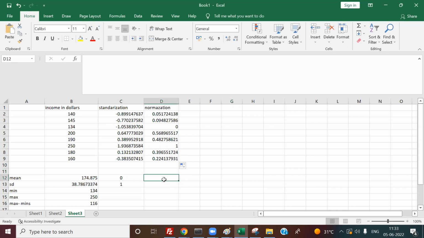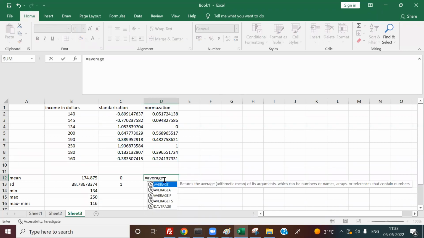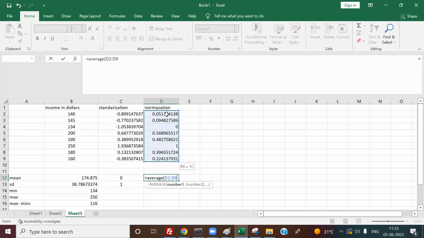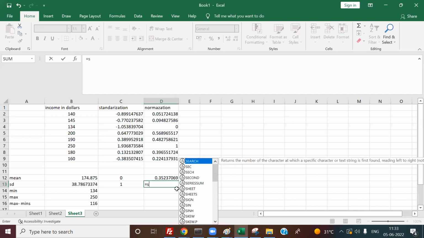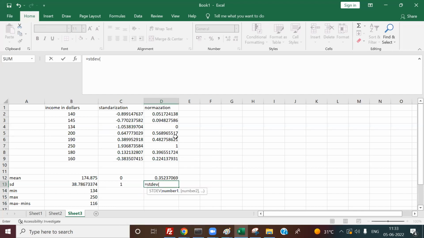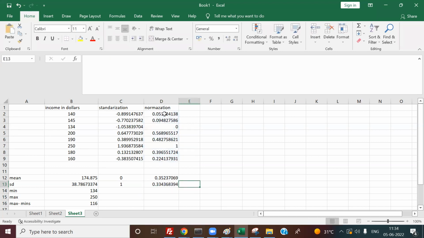Clear? So mean can be anything, but still if you want to find the mean, I can say equal to average. So mean can be anything as of now between 0 and 1. क्या standard deviation 1 आएगा? नहीं आएगा. Why? Because for standard deviation 1, mean should be around 0. So STDEV, the standard deviation is around 0.334.